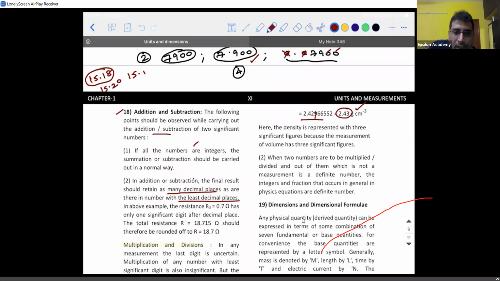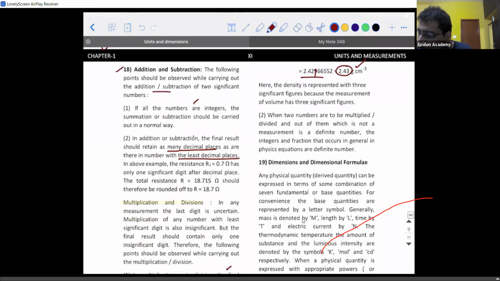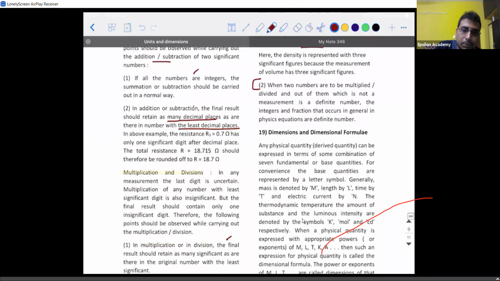When two numbers are to be multiplied or divided, and one of them is not a measurement but a definite number, the integers and fractions that occur in general physics equations are definite. Okay, this one you can forget. So this is all about significant figures and rounding concepts.